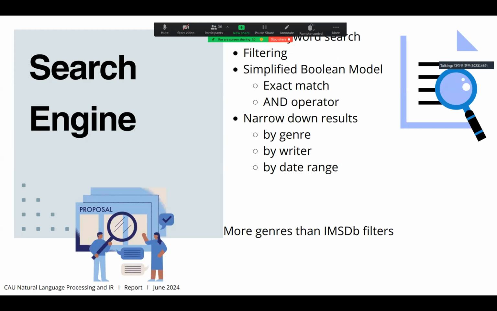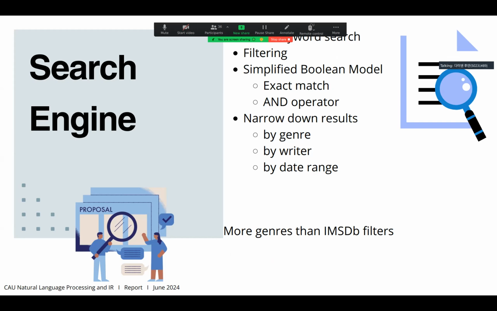Then for the search engine, we took the data from the CSV file, and we are doing a basic keyword search with a filtering mechanism based on the criteria of genre, writer, and date range. We can consider this model as a simplified Boolean retrieval model because it has exact match. It searches the words in the script and genre based on finding the exact word using the expression we give, and it has the AND operator.